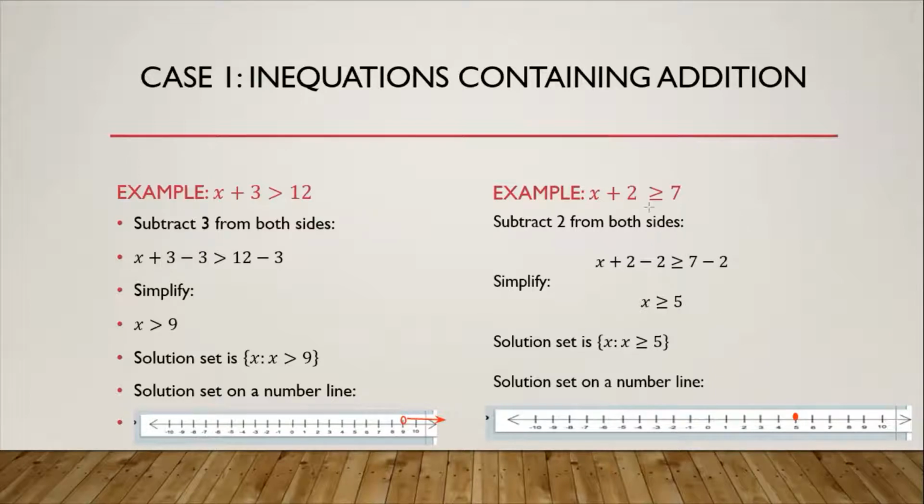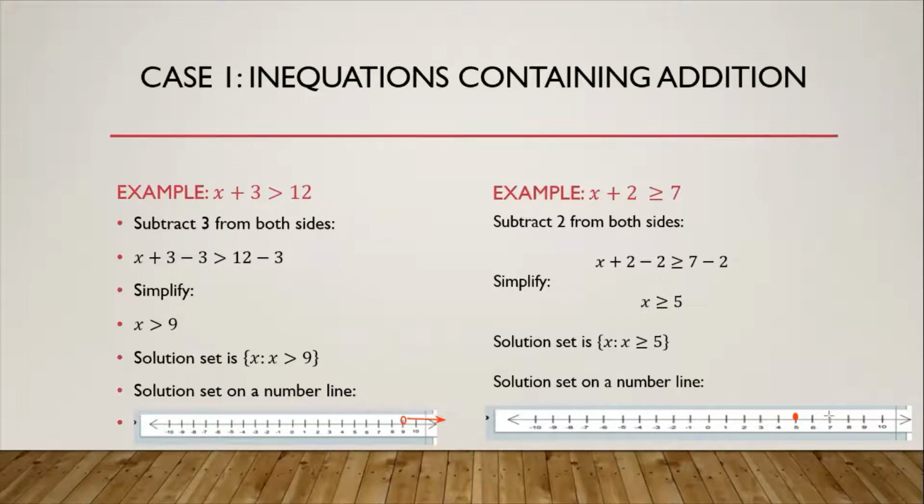Then the next thing that we need to do is to put an arrow. How do we know which direction we should put the arrow? Go back to your solution set and reread what you wrote. So it says x is greater than or equal to 5. So greater than 5 suggests what? 6, 7, 8, 9, and so on.